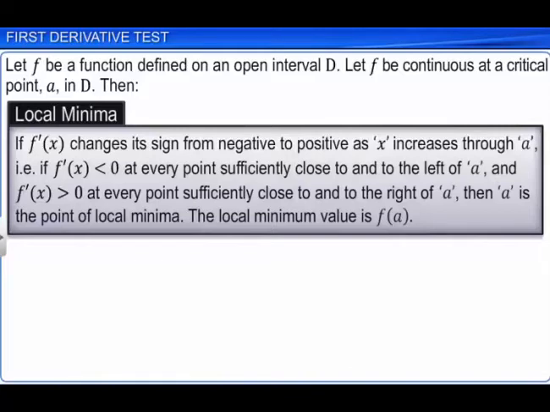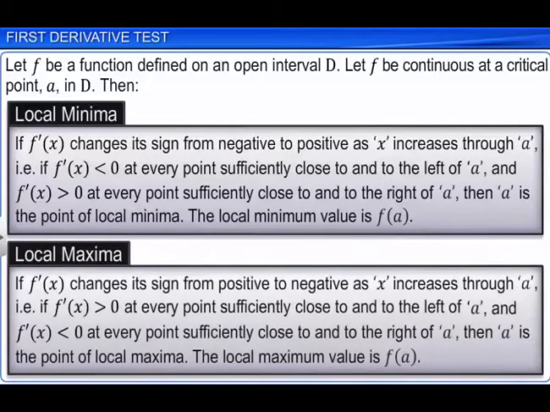If the derivative of f changes sign from positive to negative as x increases through point a, then a is known as the point of local maxima. Here, the local maximum value of the function is its value at a.